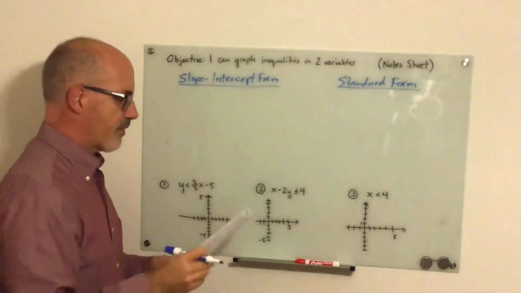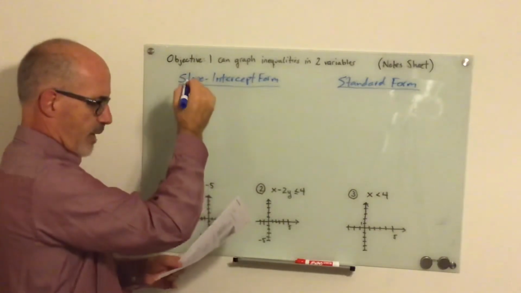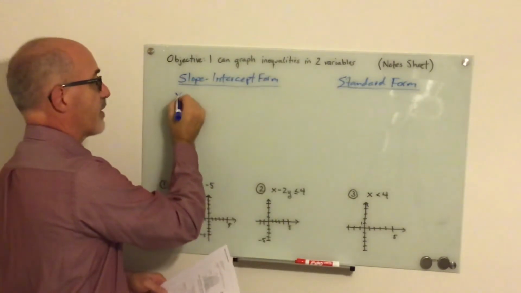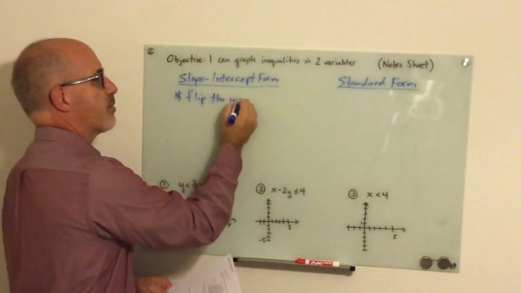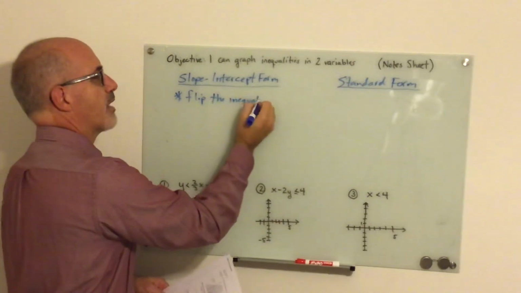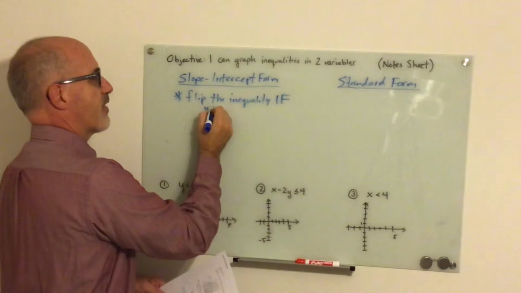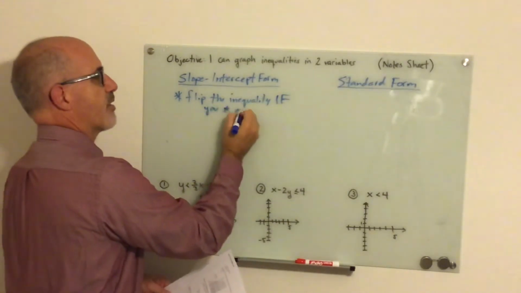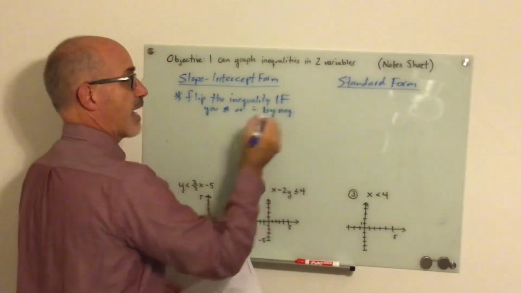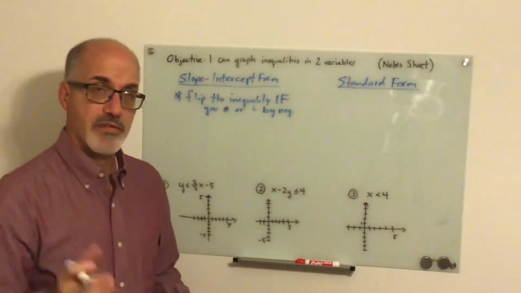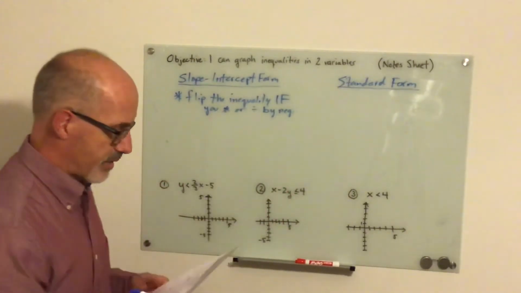But for slope-intercept form, the first step is you want to go ahead and make sure you flip any inequalities. Flip this inequality symbol if, it's a big if, you multiply or divide by a negative. This is where we got to make sure you do that first when you get it into slope-intercept form, because if you don't, then you might apply the next steps incorrectly.